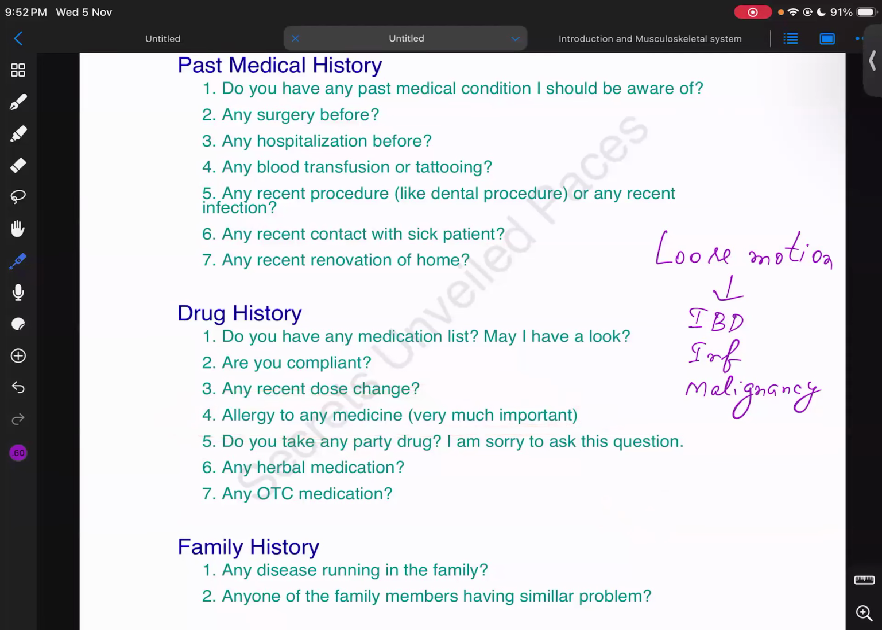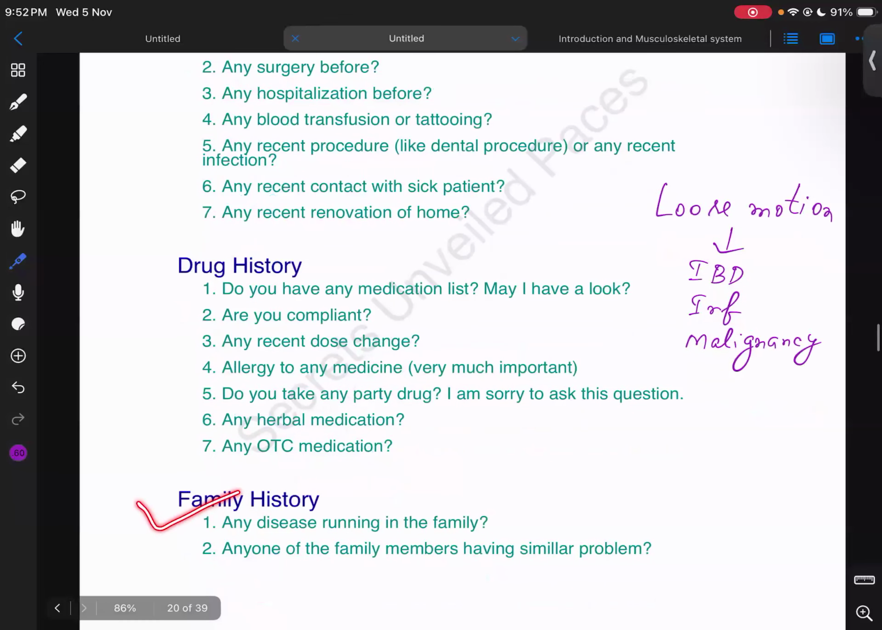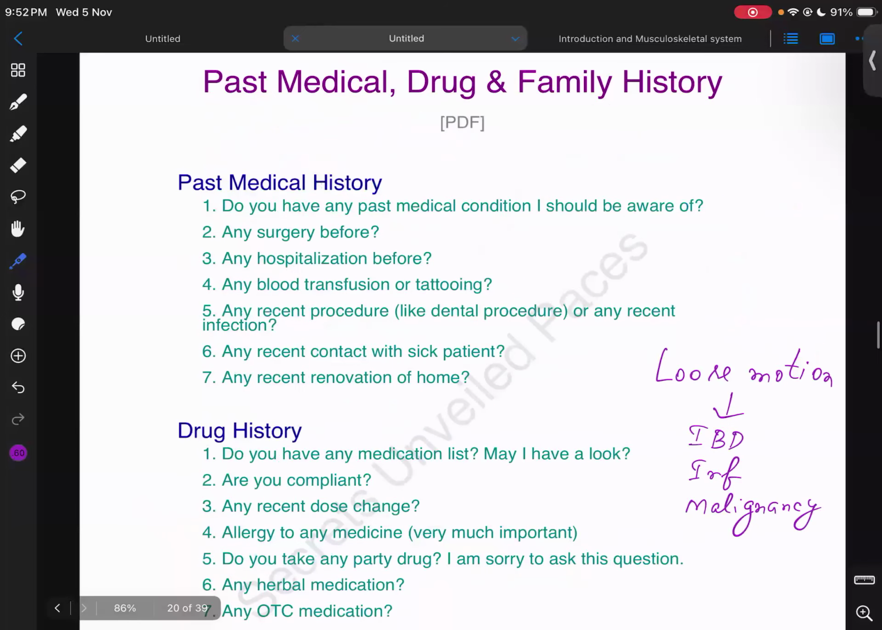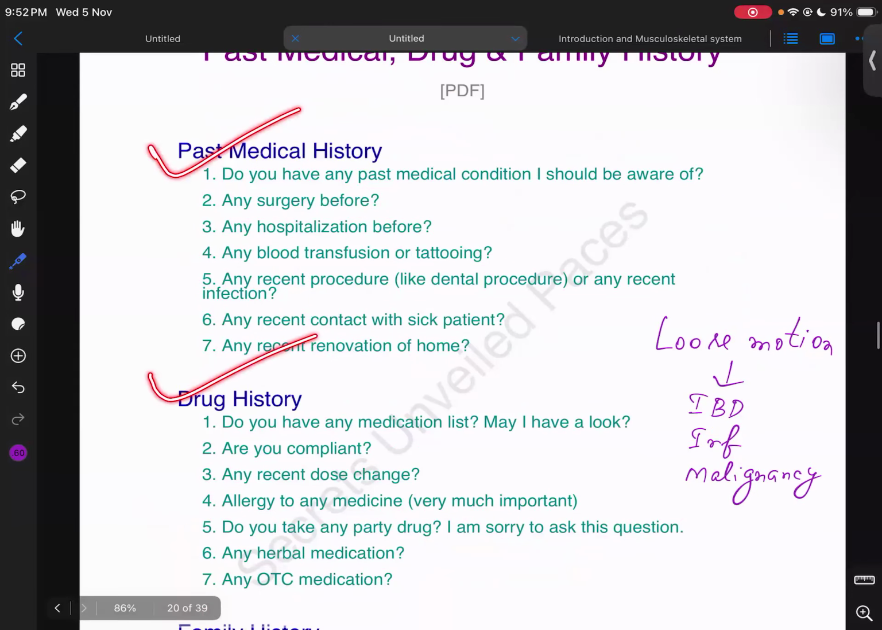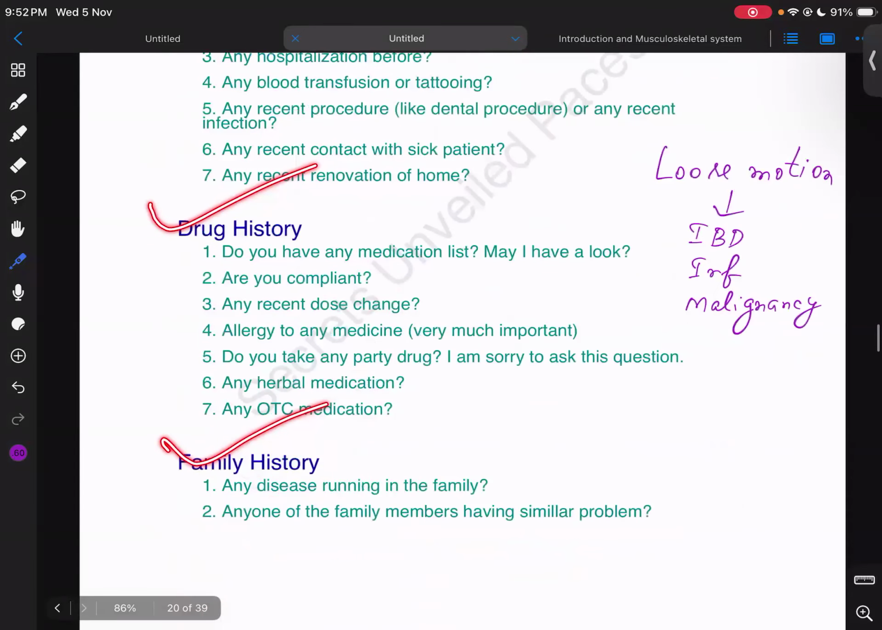Automatically, it will cut marks in clinical communication skills for sure. That is why I am requesting everyone not to miss allergy to any medication, because this is considered very important from the UK perspective. The UK examiners are very much allergic to the medication, this is for sure. Then family history: any disease running in the family, any family member having a similar problem. So this goes for past medical history, drug history, and family history.